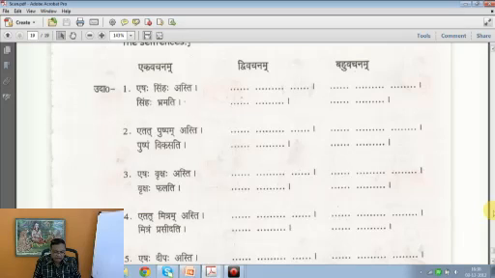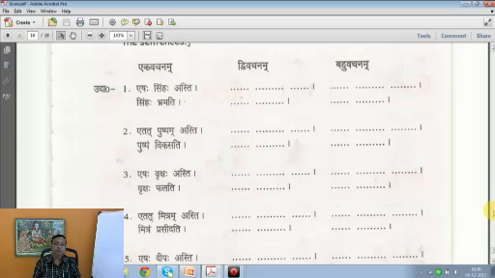Second sentence, etat pushpam asti. What is the gender here? You think all genders are mixed up here. It is neuter, napumsakalinga. Now from masculine we have come to the napumsaka shabda. Etat pushpam asti. This is a flower. Pushpam is a neuter noun.